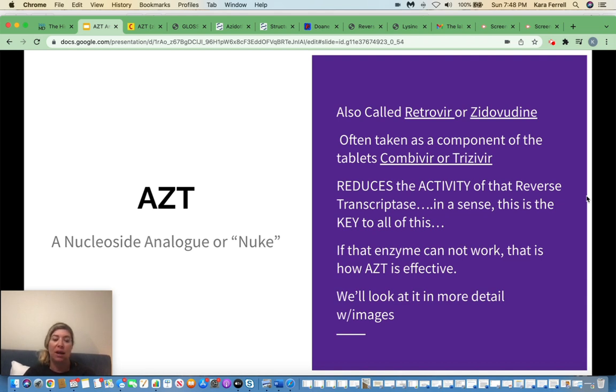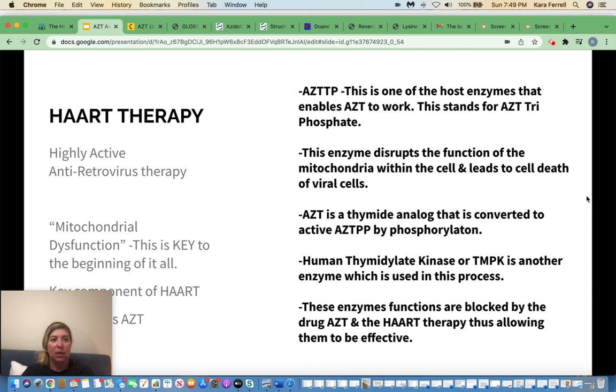And so that's key to all of this: the reverse transcriptase cannot work in the retrovirus, so virus replication cannot take place, and so people don't get sick. If that enzyme doesn't work, then AZT is doing its job. So we're going to keep on looking at it in more detail and with some images.